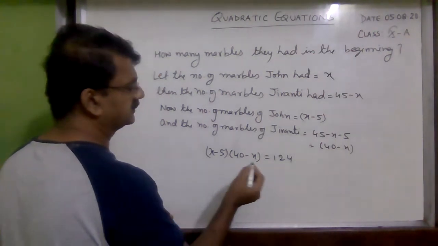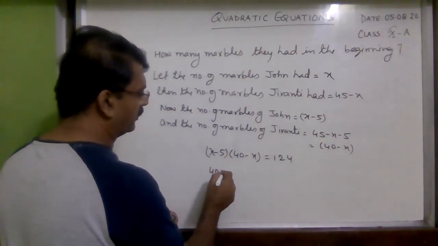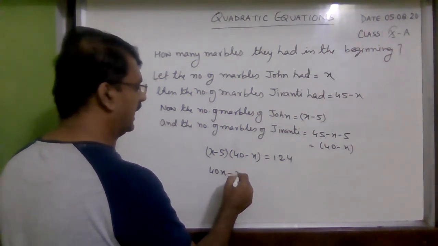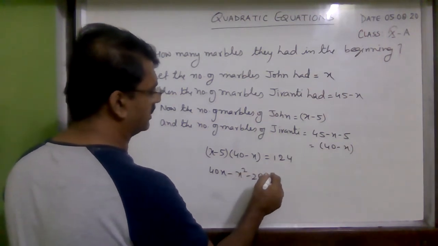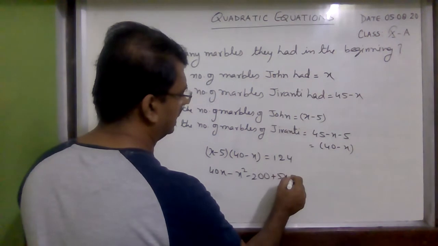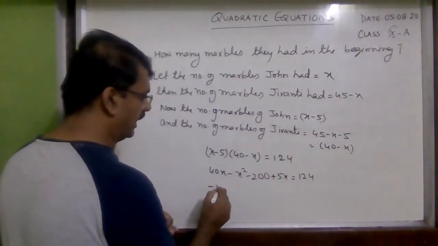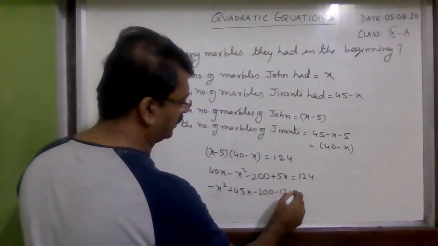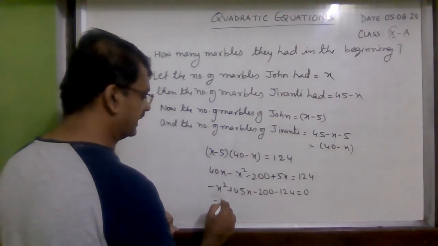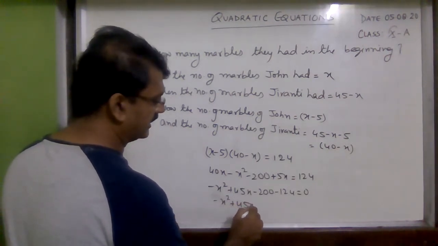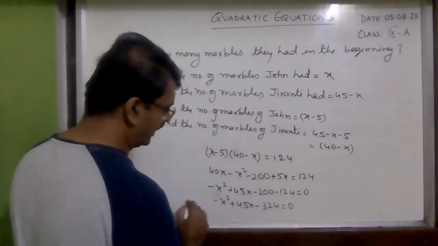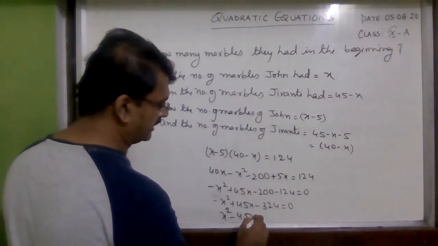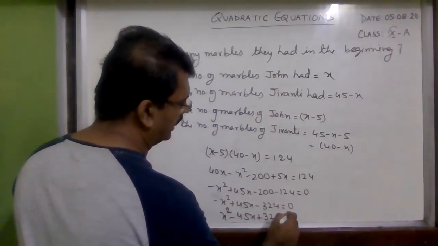Now what happens if you open the bracket: 40x minus x square minus 200 plus 5x is equal to 124. So minus x square plus 45x minus 200 minus 124 is equal to 0. Minus x square plus 45x minus 324 is equal to 0. Now you multiply the whole equation by a negative sign. So it will be x square minus 45x plus 324 is equal to 0.